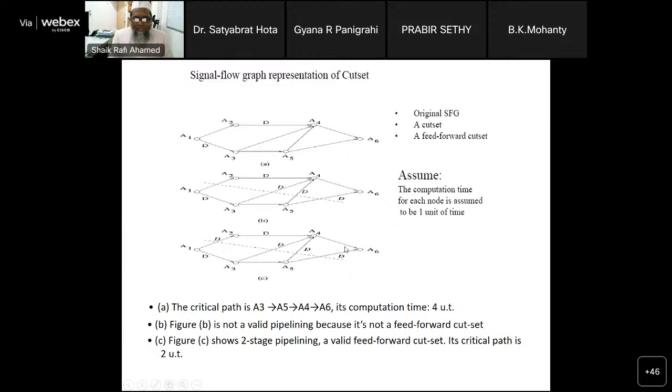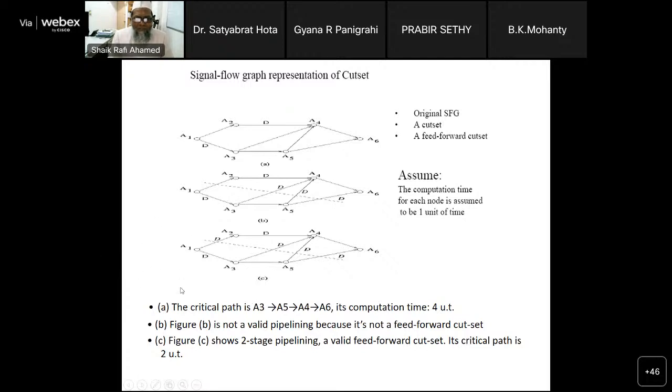Now you check the critical path of this pipelined system. What will be the critical path? If you go from A1 to A2, there is delay. A1 to A3 delay. A3 to A4 delay. Only A3 to A5 there is no delay, or A4 to A6. So the critical path time is 2 units of time. So we have reduced from 4 units to 2 units. It means you are increasing the throughput by a factor of 2.